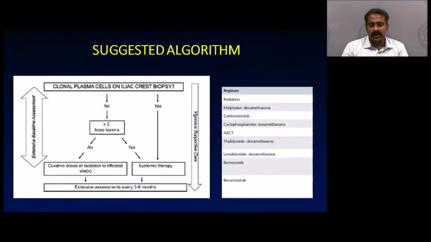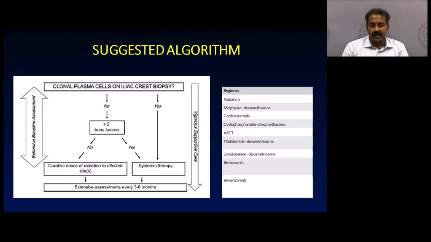Now, depending upon the degree of involvement, this is a suggested algorithm for treatment of POEMS syndrome. You look at the iliac crest biopsy and the imaging. If there are no clonal plasma cells, you look at the bone lesions. If there are no clonal plasma cells and the bone lesions are less than 2, the treatment involves only radiation to the affected site. Whereas if the bone lesions are more than 2, systemic therapy with anti-myeloma agents has to be started.